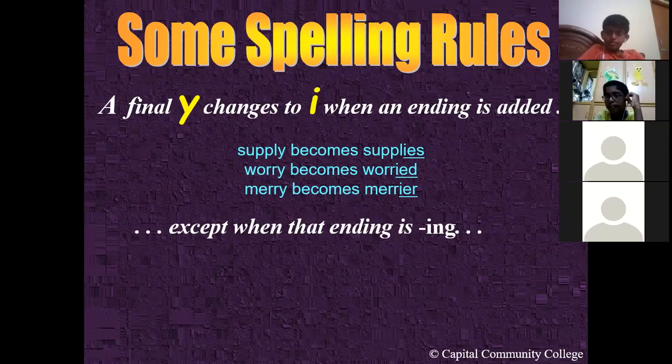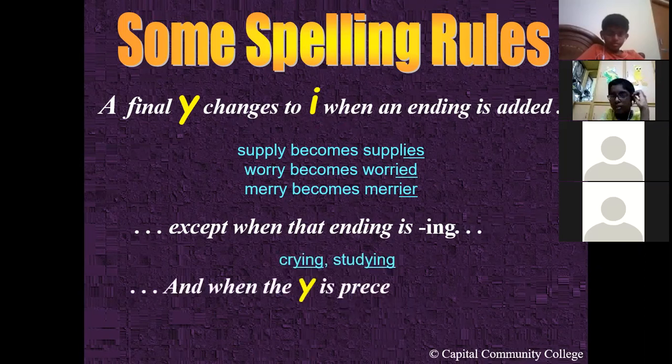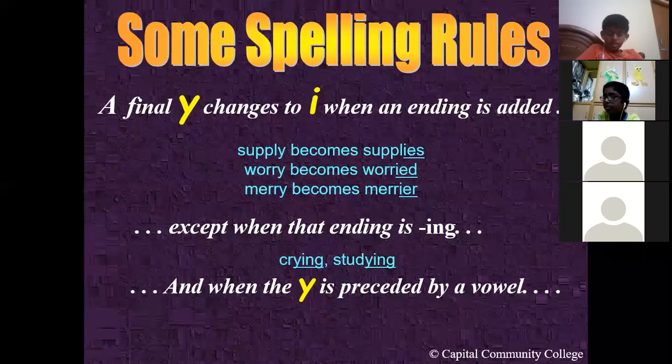Exceptions: except when that ending is -ing. Generally, the letter Y changes to I when you add any ending, but in one condition it won't change, when the ending is -ing. Example: crying, studying. It won't change. Cry, we simply added -ing. Study, studying.